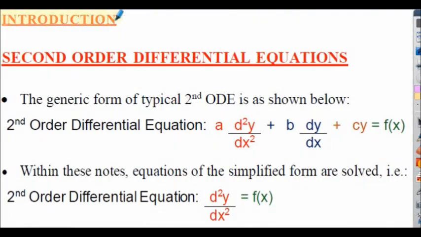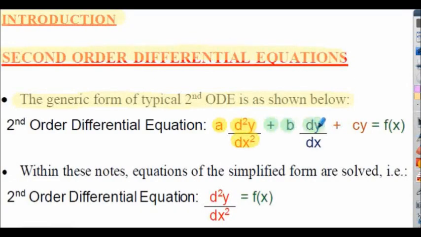A brief introduction to the solution of second order differential equations. The generic form of the typical second order differential equation is as shown below. Constant a multiplied by d2y by dx squared plus b multiplied by dy by dx plus c multiplied by y is equal to a function of x.